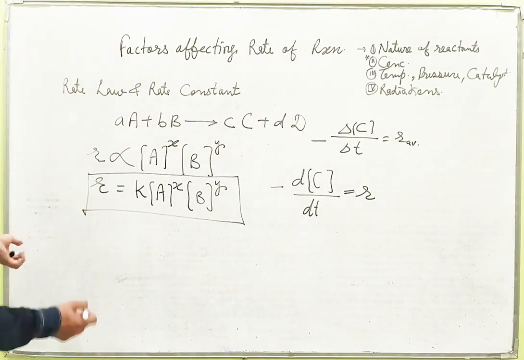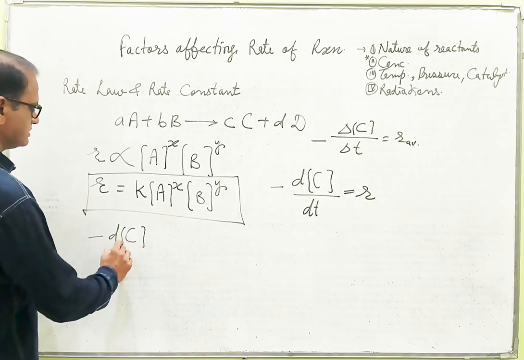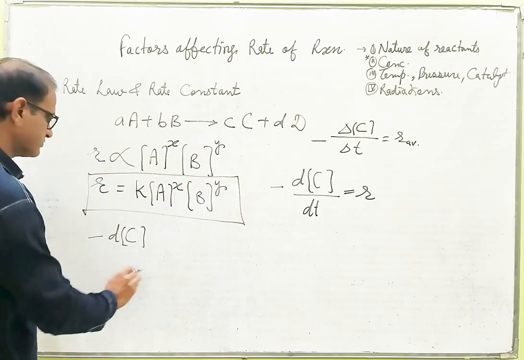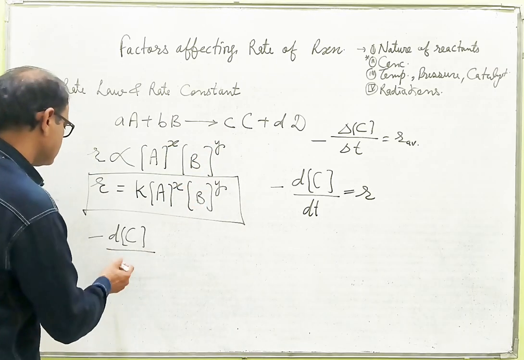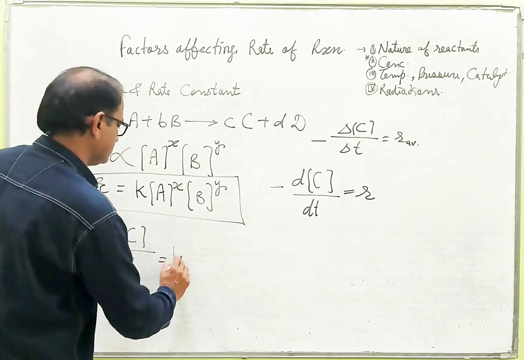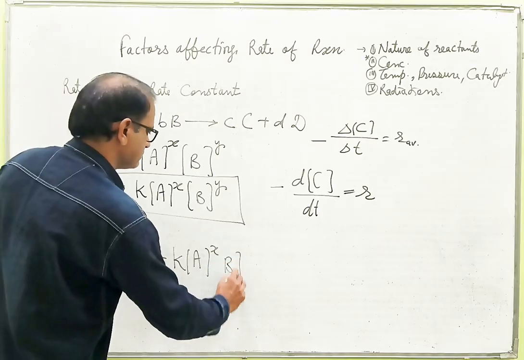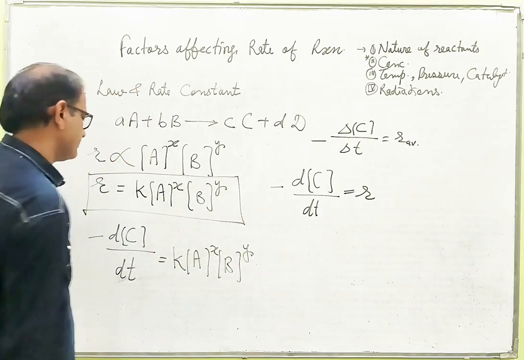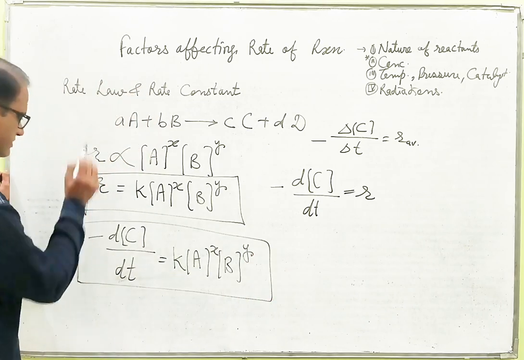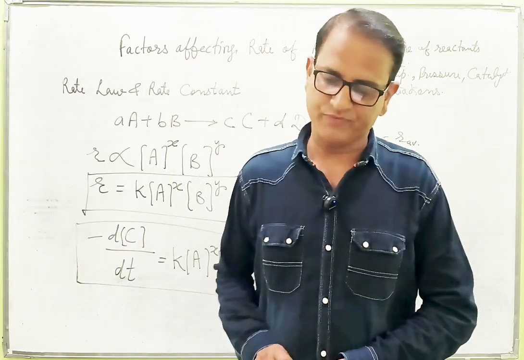So what we can write here is minus dC. C again I am reminding you, C is concentration. dC upon dt is equal to K, A raised to power x, B raised to power y, okay. This is the equation which is called the differential rate equation. Which one? The differential rate equation, okay.